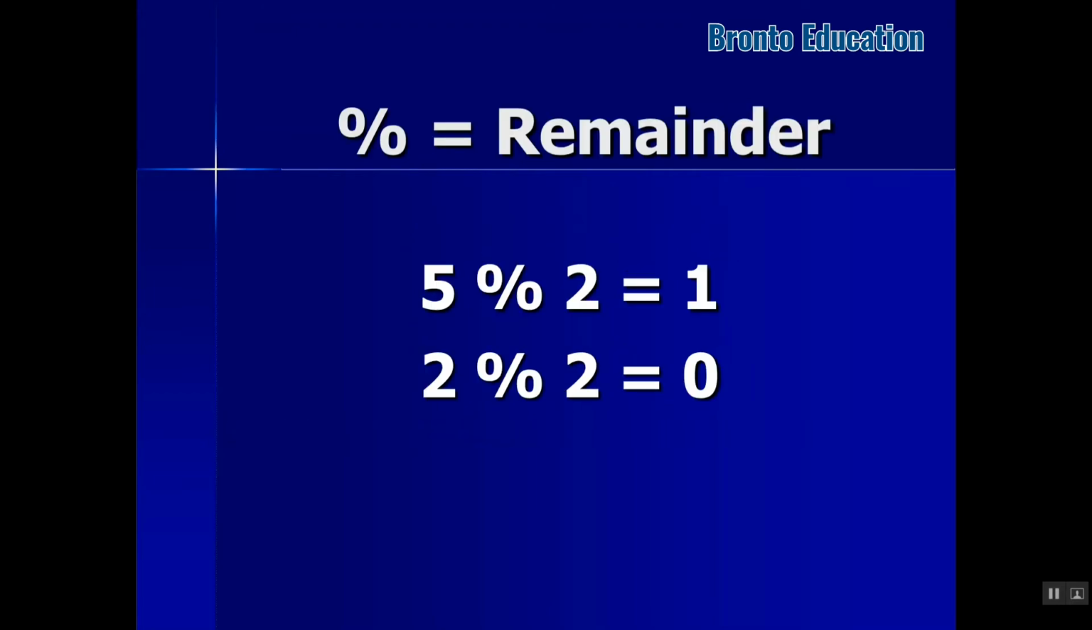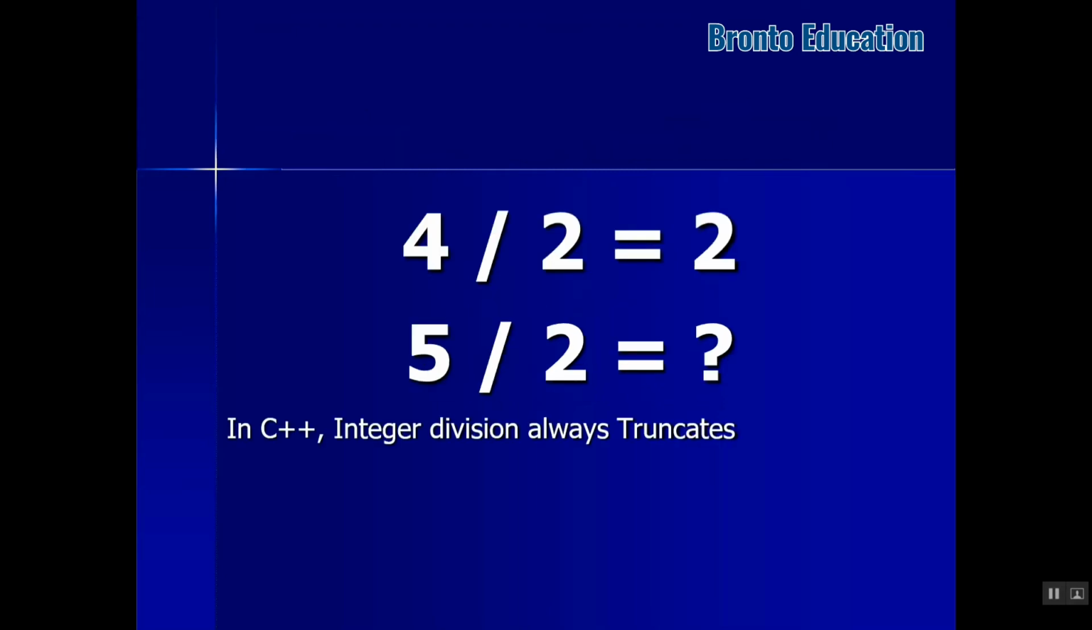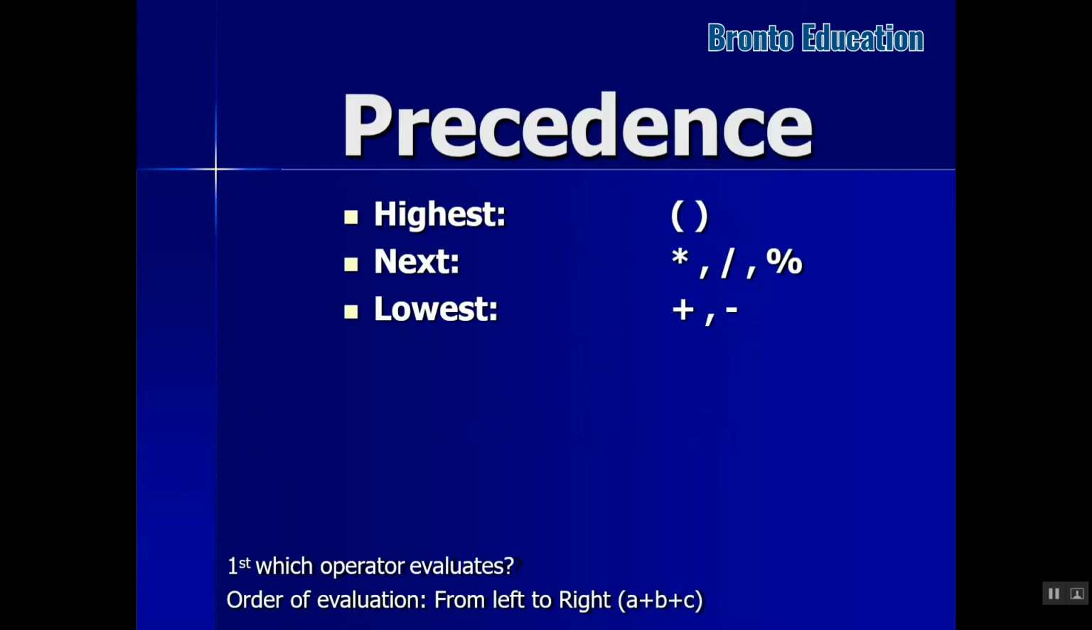How about 2 modulus 2? Of course, 0. There is no remainder. So 4 divided by 2 is equal to 2. How about 5 divided by 2? Both are integers. 5 divided by 2, the result will be 2 because of truncation. So precedence, which one will be calculated first? First we have parentheses, then multiplication, division and remainder, and after that plus or minus.